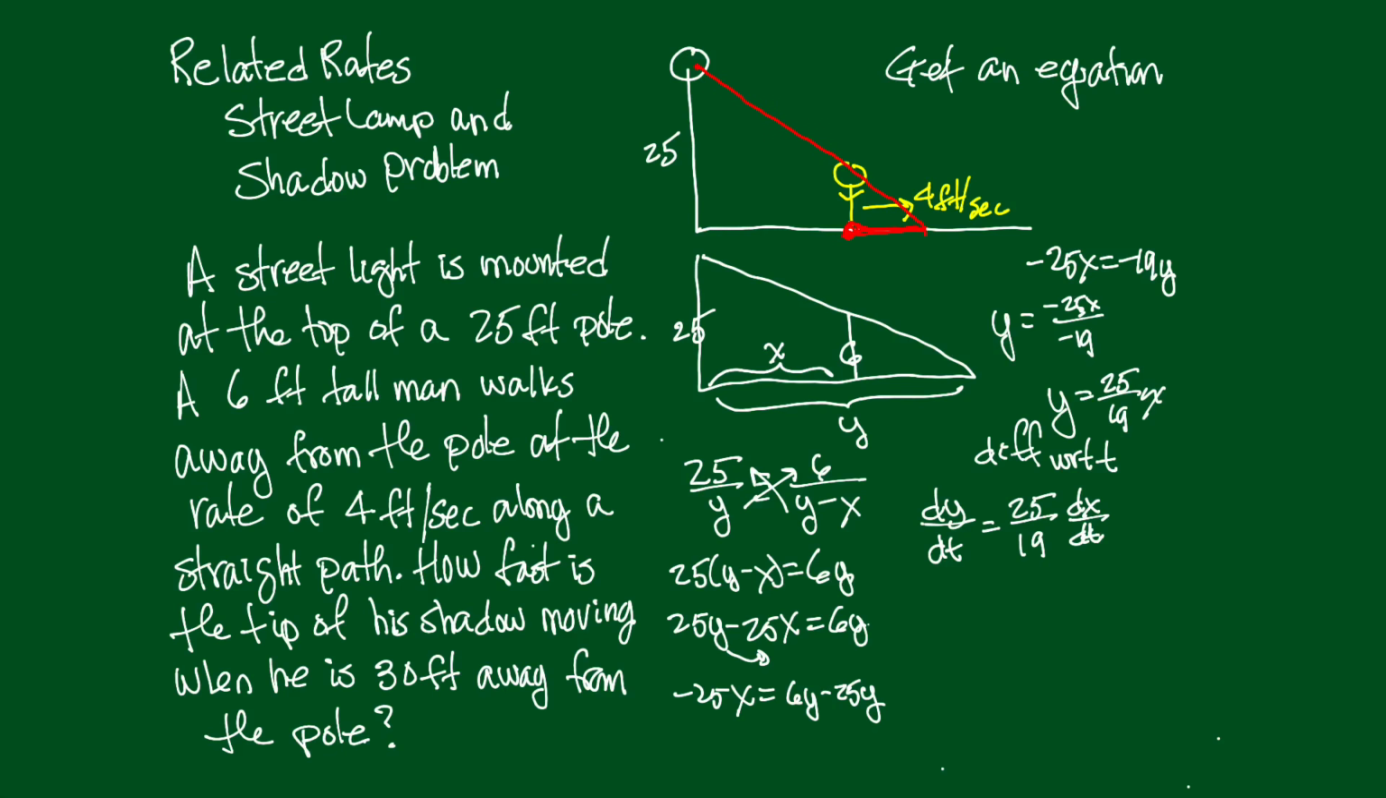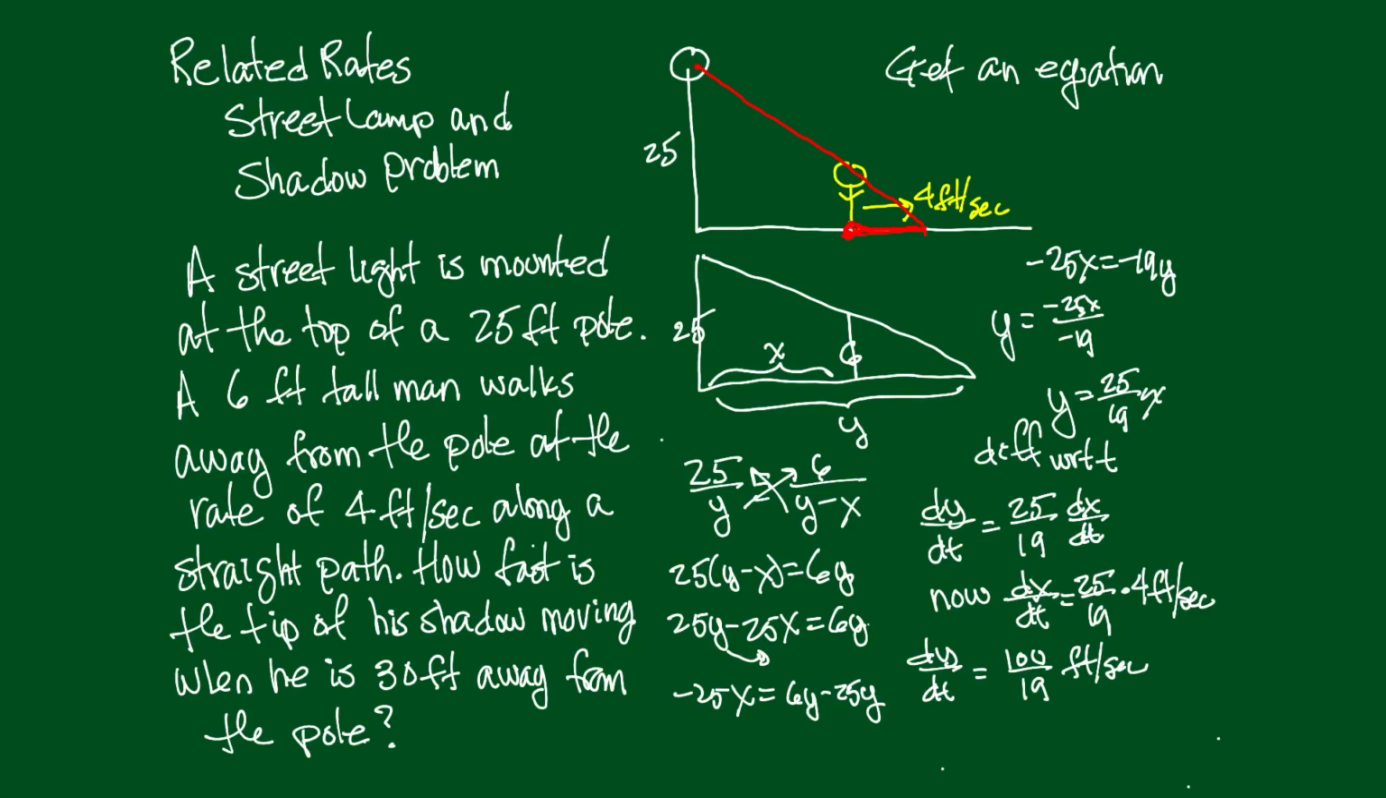Now, let's substitute. So now I know that dx dt equals, what do we say up here at the top? That's increasing at 4 feet per second. So I'm going to write this as 25 over 19 times 4 feet per second. So this will give us now that dy dt is equal to, all right, what do we have here? Multiply 25 times 4 is 100 over 19, 100 over 19 feet per second.